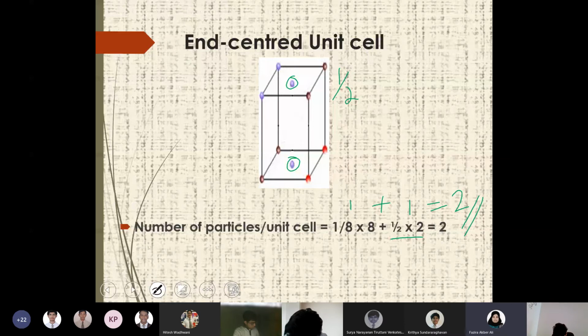So this is known as the end center. That means two ends of a cube, that is, the opposing faces. You have one particle at the center of such faces. So out of the 6 faces, only 2 faces will have a particle. And as we already know, a face is shared between 2 unit cells. So the particles also will be shared between 2 unit cells. That means it is contributing half of it to one of the unit cells. So 2 particles at the opposing faces mean 2 into half. That will become 1. So 1 plus 1 is equal to 2.